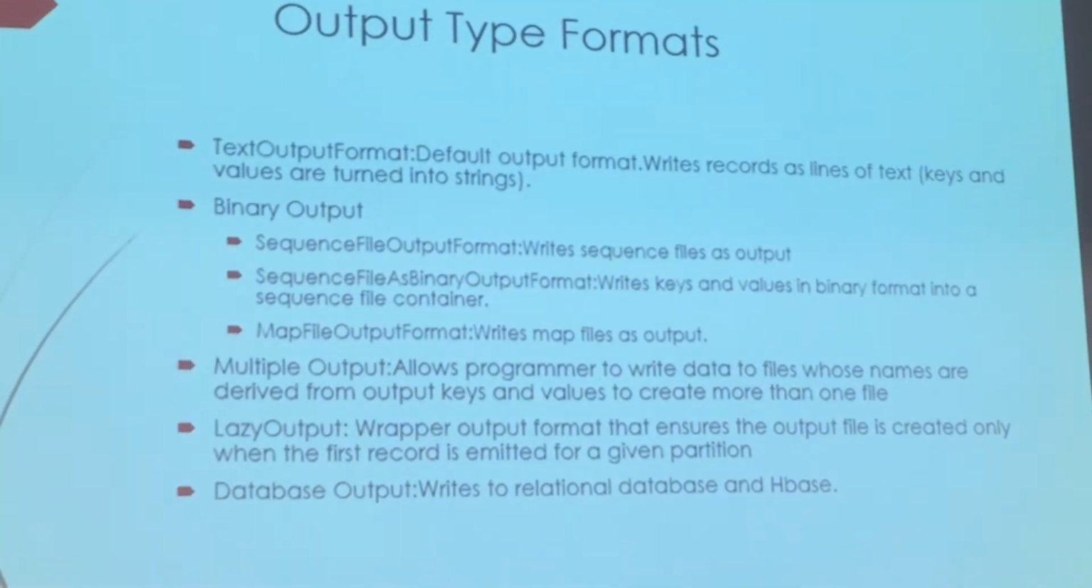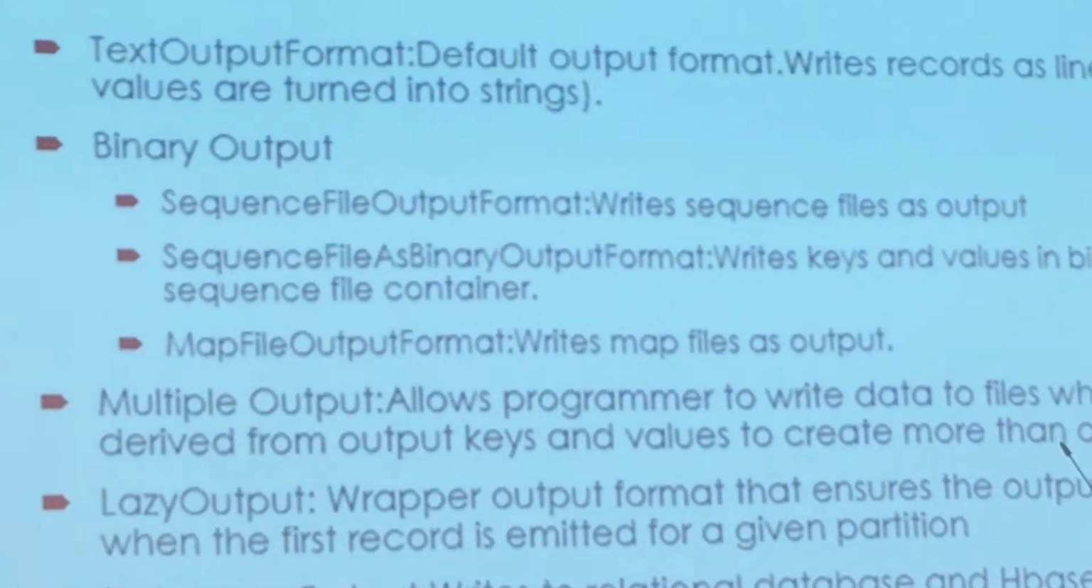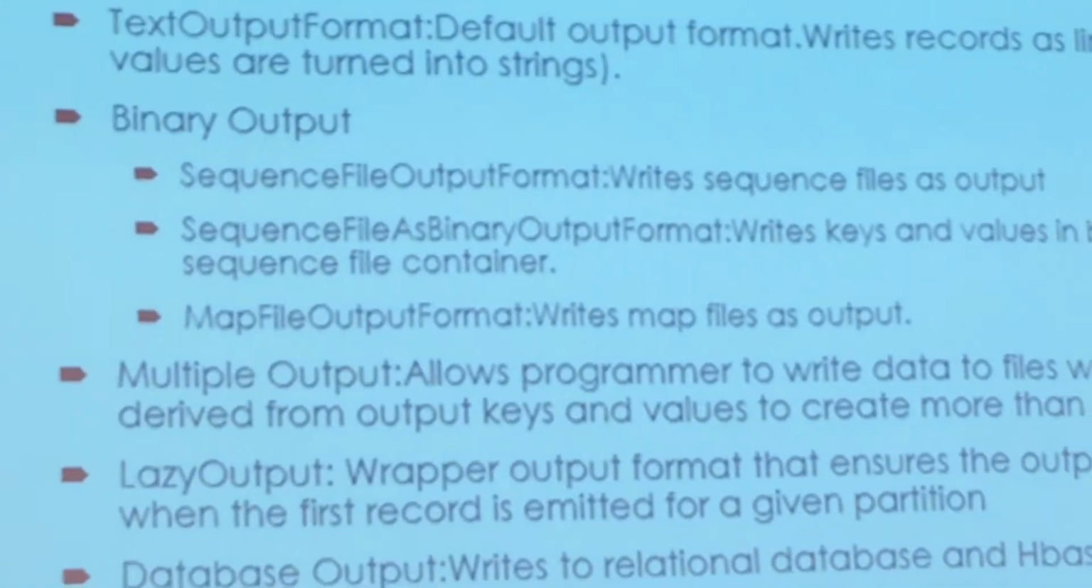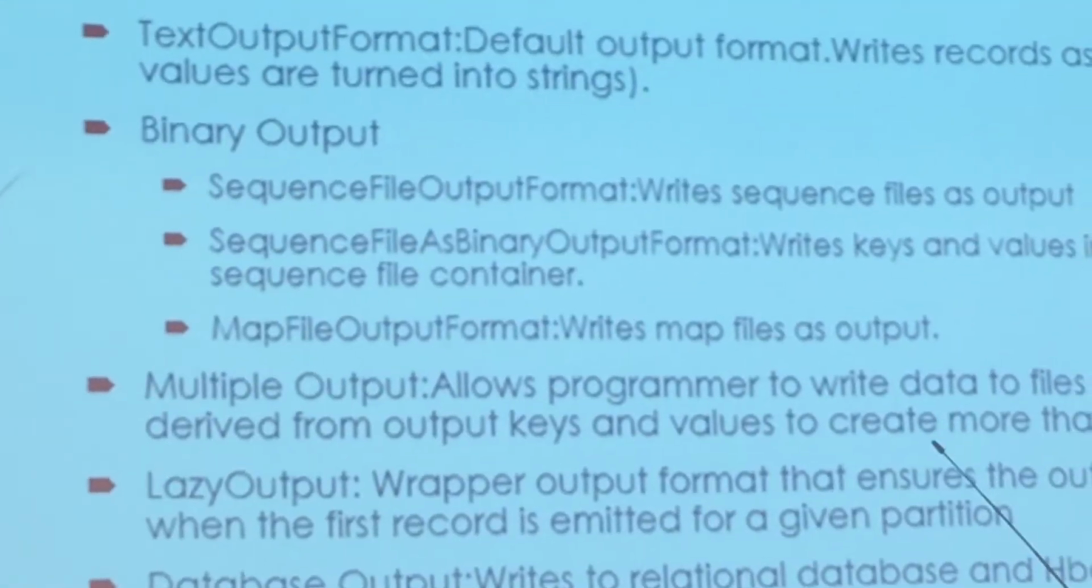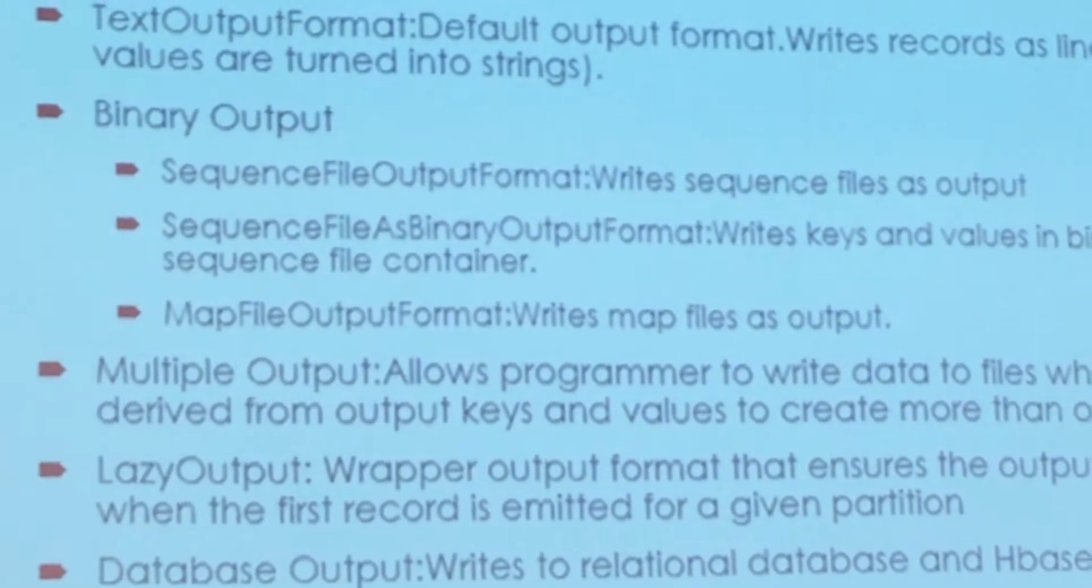Binary has a special use case when you're dealing with binary files. There are three types of them: sequential file output format, sequential file as binary output format, and then there's a map file output format. As the name suggests, the map file output format writes a map file with a binary sequence in it, and the sequential file is just a binary sequence, key value fields in binary format. And the first one is just binary output.